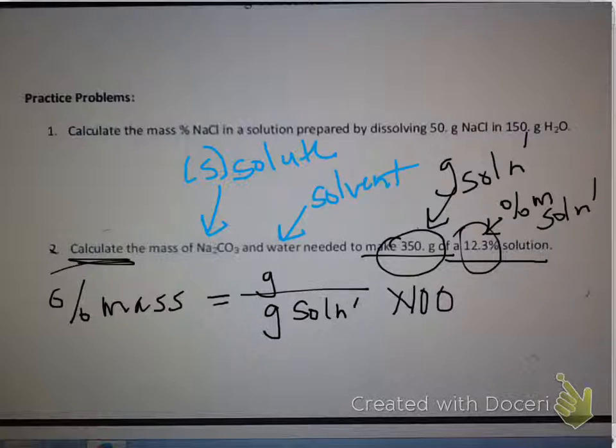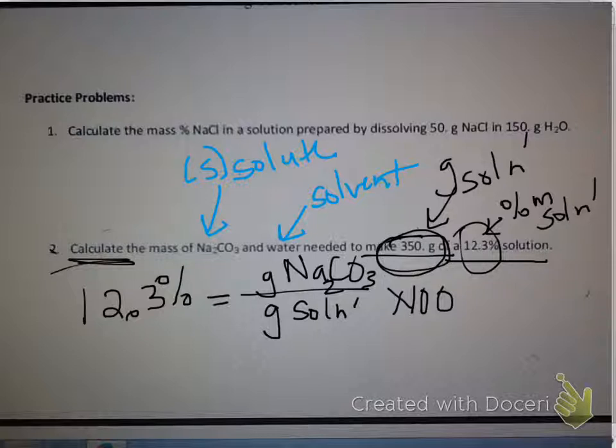Okay, so I'm going to write that I need the grams of sodium carbonate because for the mass percent equation, it's always mass of the solute over mass of the solution. So the percent mass of sodium carbonate is the grams of sodium carbonate over the grams of solution. Let's substitute in what we know. We know the percent of the solution is 12.3%. We know that the grams of the solution in the denominator is 350 grams.